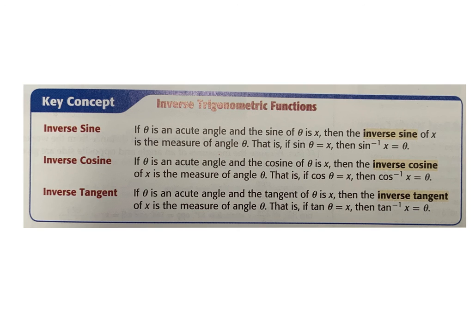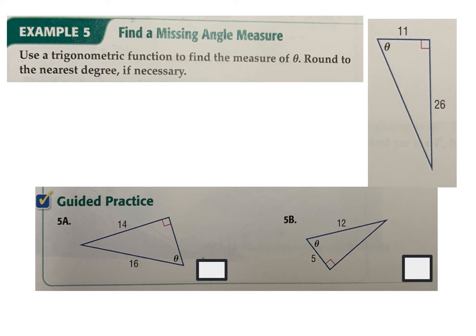Inverse sine, inverse cosine, inverse tangent. You're going to use your second or your shift button on your calculator to use those, okay? However you get up to that little piece above that button, whatever it is on yours, that's what we're going to use these, all right? So let's first look at just using it. Example 5, find the missing angle.